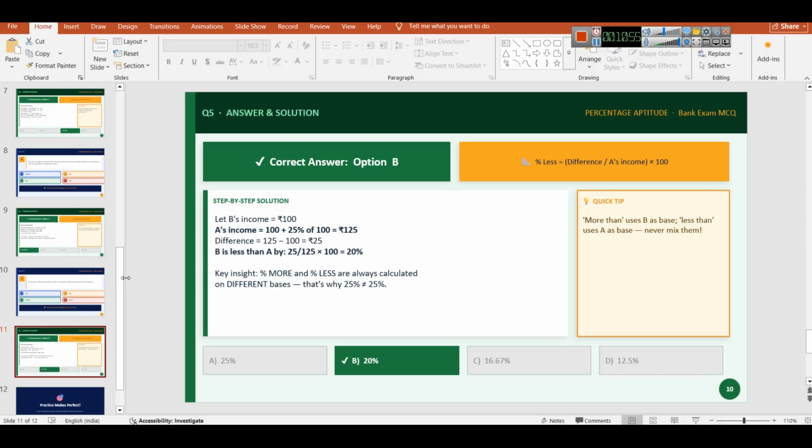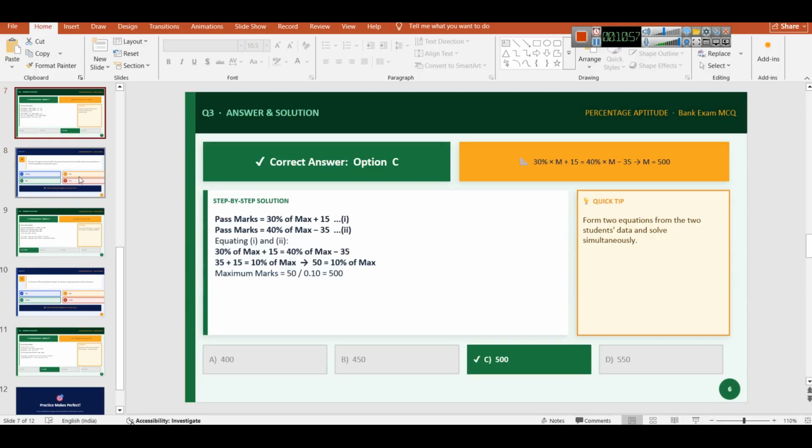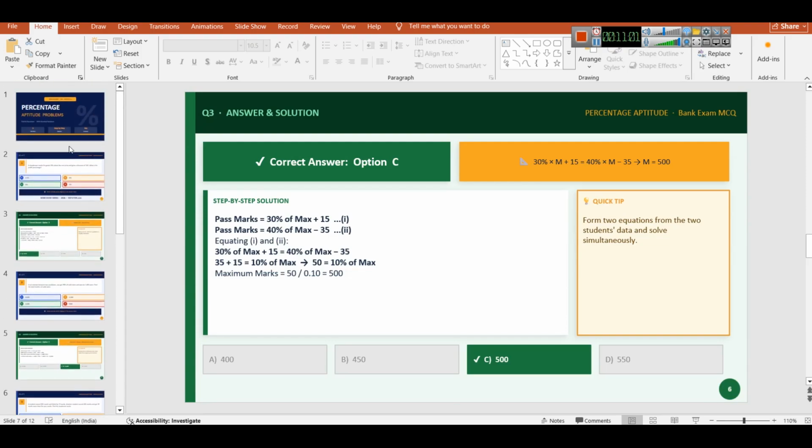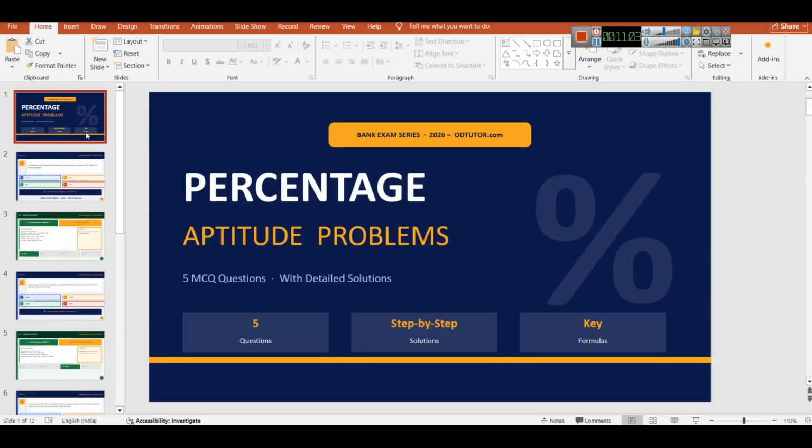These were five very basic questions on percentage aptitude. We will cover more problems on percentage.